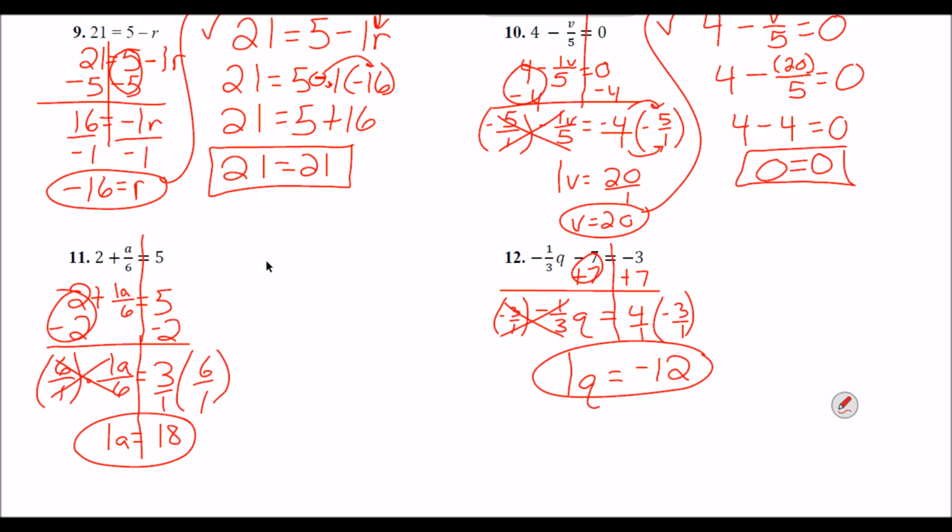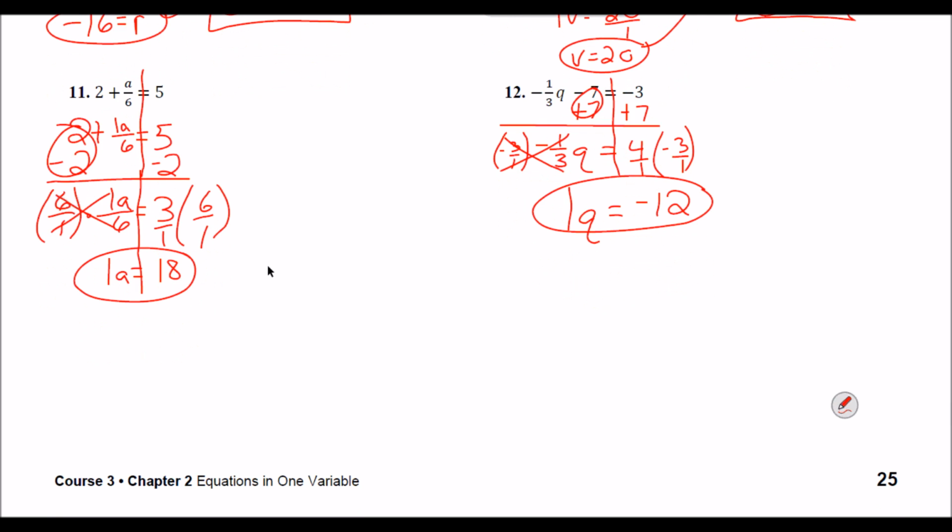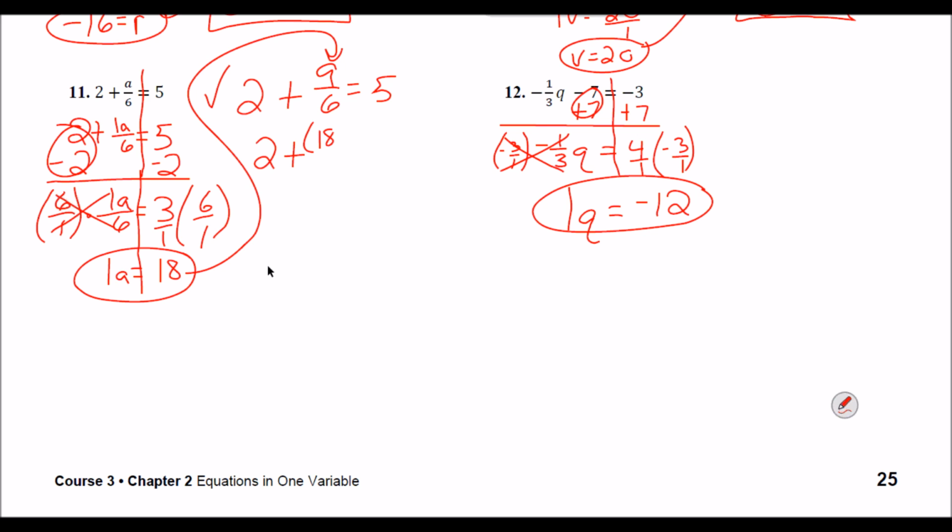Okay, we want to move on and check number 11. We have 2 plus a divided by 6 equals 5. And we think a should be 18. So it's 2 plus 18 in parentheses divided by 6 equals 5. Division comes before in order of operation. So 18 divided by 6 is 3. And 2 plus 3 is 5. And so the left and right sides equal each other again.